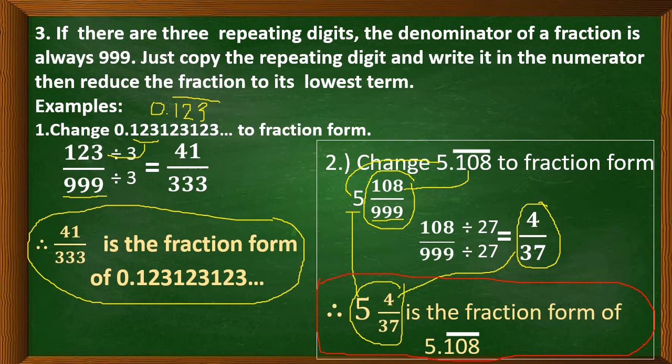Again, there are only 3 things that you have to remember. First, if there is only one repeating digit, then the denominator is 9. If there are 2, the denominator is 99. And if there are 3, the denominator is 999. What if there are already 4? Then we can have 9,999. But for grade 7, we have to limit up to 3 repeating digits. Okay, hopefully you learned something today.